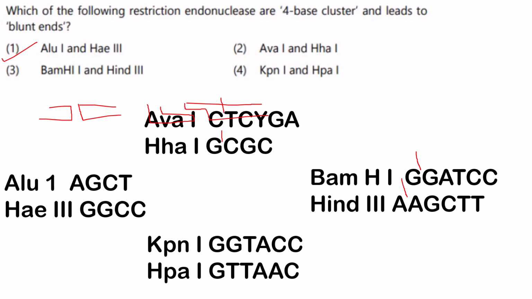KpnI and HpaI, again KpnI I think it is cutting here, and HpaI it is cutting here, again sticky end generation. Oh sorry, HpaI is a blunt end cutter. Okay, it will cut here, not here. It will cut in the center. So HpaI will generate blunt ends, but KpnI will generate sticky ends. So that is also not the answer.